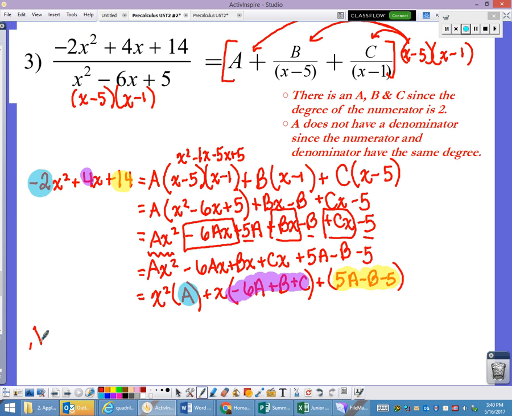So I'm going to say A equals negative 2, negative 6A plus B plus C equals 4. And then my last equation is going to be 5A minus B minus 5C equals 14. And I'm going to make my matrix.